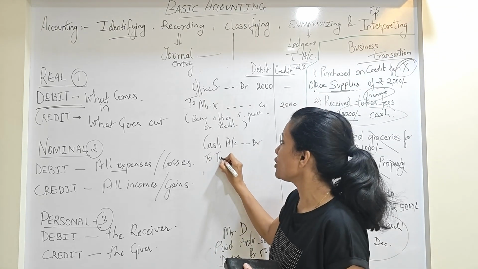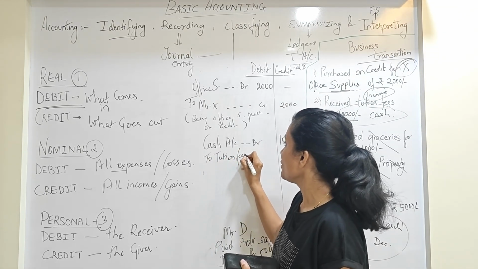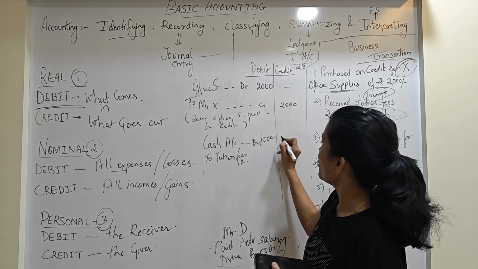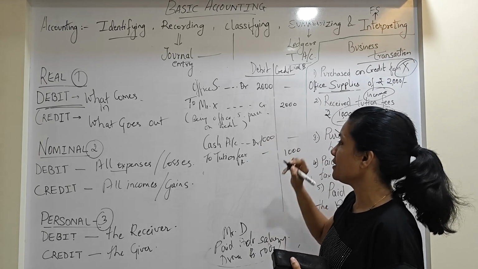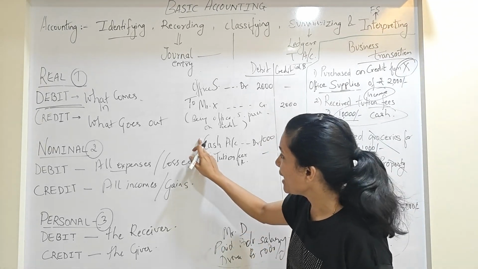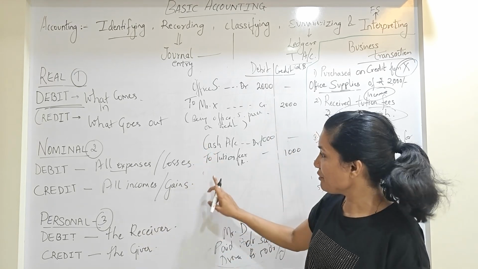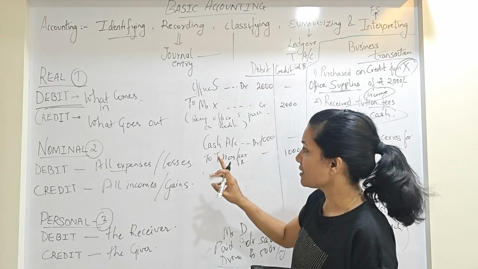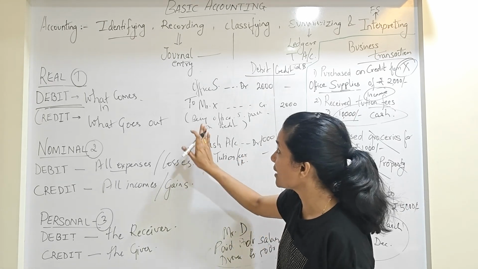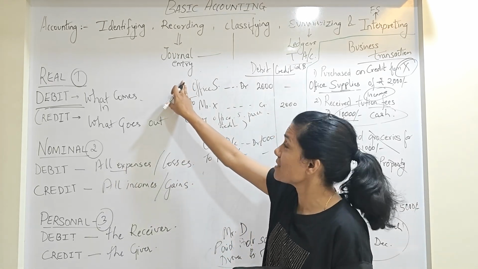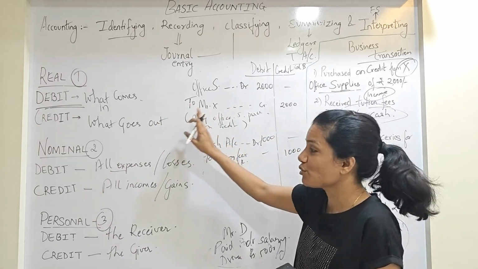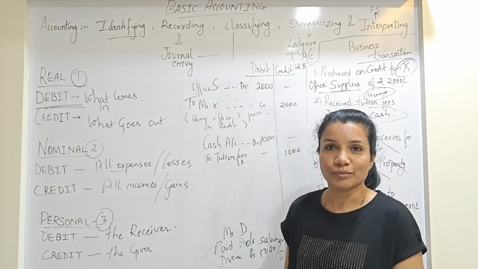To tuition fees. Tuition fees received, cash debited 10,000 and tuition fees credited 10,000. So we applied the real account rule for cash and we applied the nominal account rule for tuition fees since it's an income. Cash is a real account. Similarly, office expenses, so we applied the nominal rule. Mr. X, it's a personal account. So we applied the personal rule.